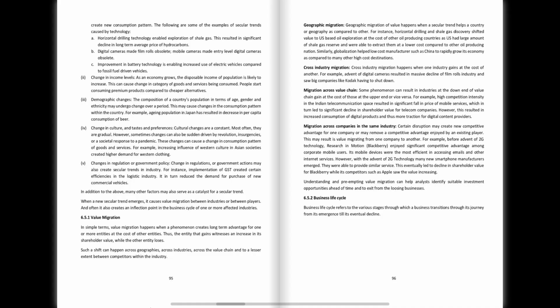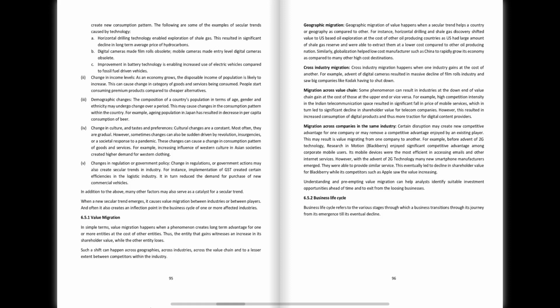Cross-industry migration. Cross-industry migration happens when one industry gains at the cost of another. For example, the advent of digital cameras resulted in a massive decline of the film rolls industry and saw big companies like Kodak having to shut down.